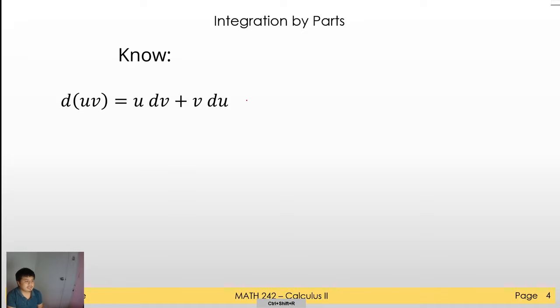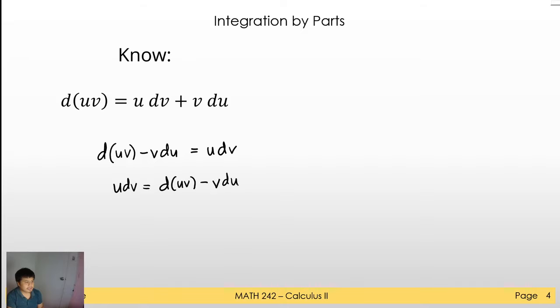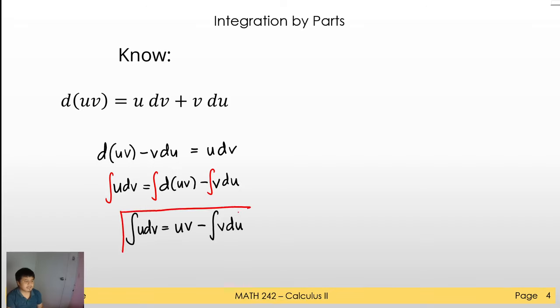So knowing this, we can actually utilize this for integration. We can transpose this v du to the other side so that we have d of uv minus v du is equal to u dv, and then swapping their position, u dv is equal to d of uv minus v du, and then integrating both sides. We know that the integral and the differential operator are inverse operations, so they will cancel out. Therefore, the integral of u dv is equal to u times v minus the integral of v du. And this formula right here is the definition of the integration by parts.